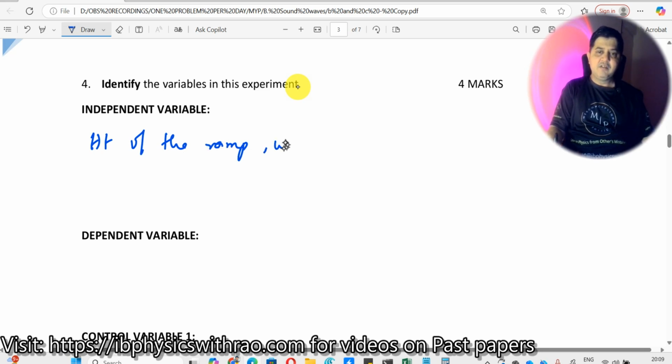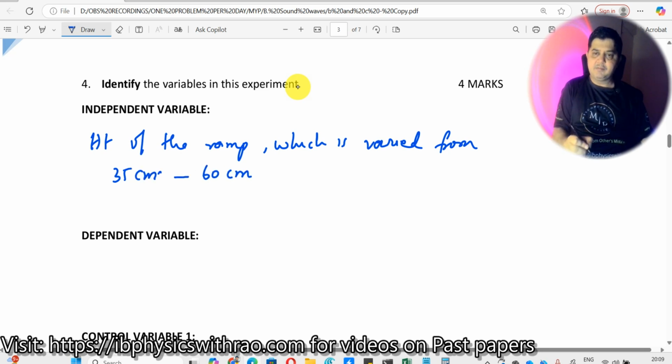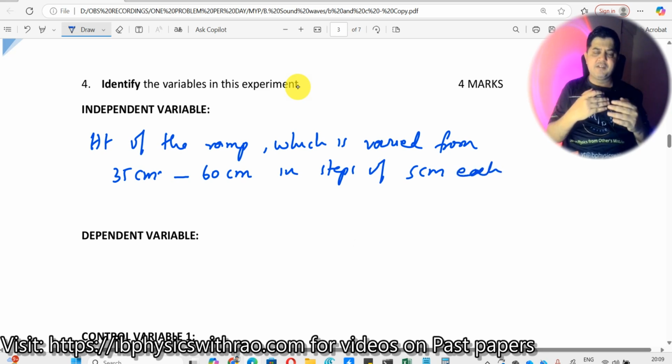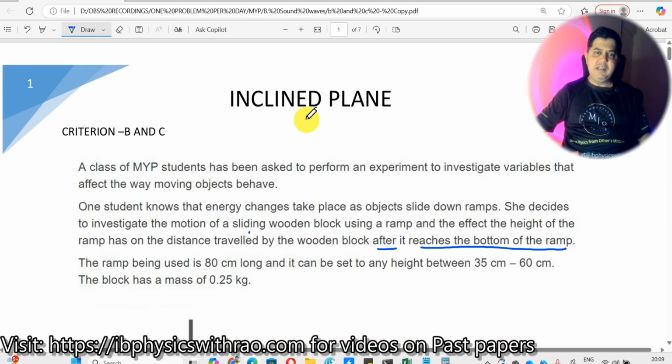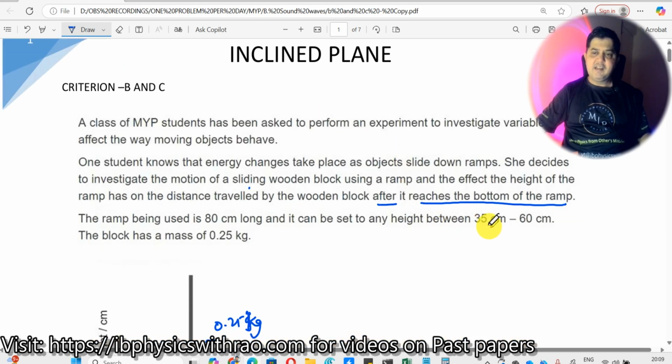Mention which is varied from 35 centimeter to 60 centimeter in steps of 5 centimeters. Okay, because you know we have so many observations, you should write this. Now, where did I get this information? Once again, let me go back to the beginning part here. It says 35 to 60 centimeters is given here, right?